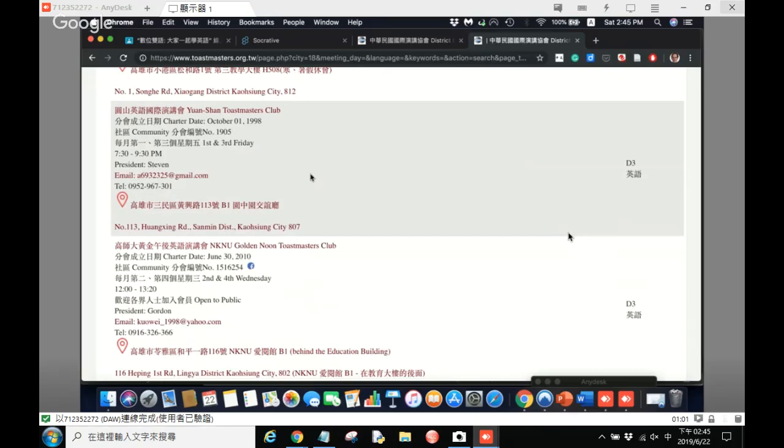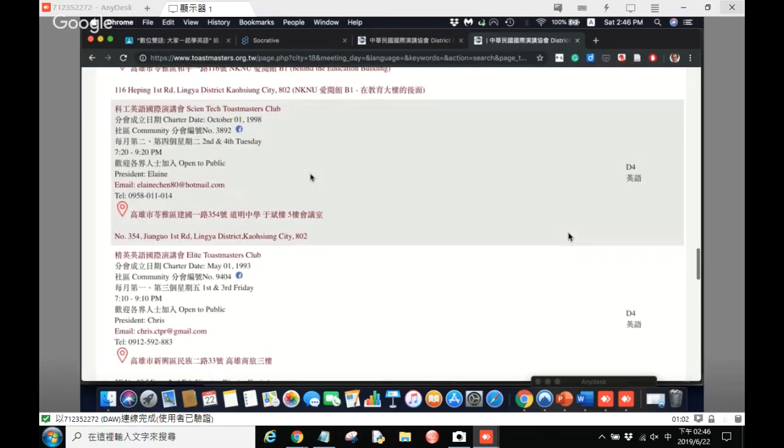For example, our club is a student club. The student clubs don't usually meet in the winter and summer vacation. So the students go home to Taoyuan or Taipei or wherever, and they can go visit other clubs in the summertime if they want, and they don't have to pay for that.